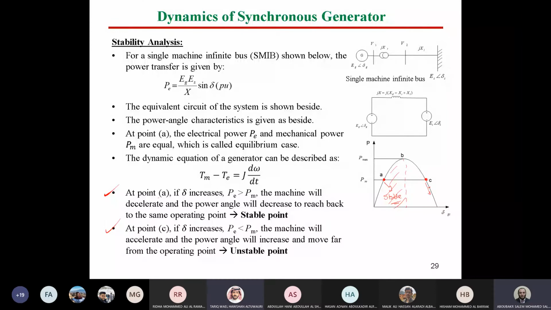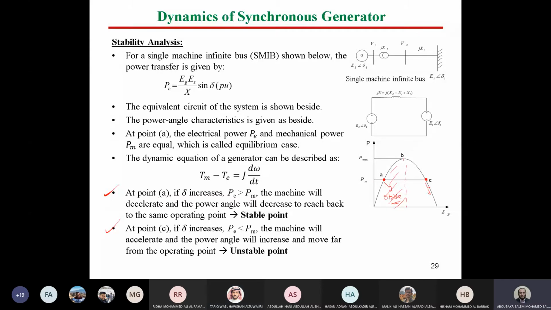Okay, I mean, if we are at point A, if we decrease the delta, the point will be unstable, right? No. It will be stable as well. Again, I give you an example here. If delta decreased here, what will happen? What is the value of P electric compared to P mechanical now? The P mechanical will be higher. Exactly. So this means the machine will accelerate. Okay. So it will return again to the same operating point.